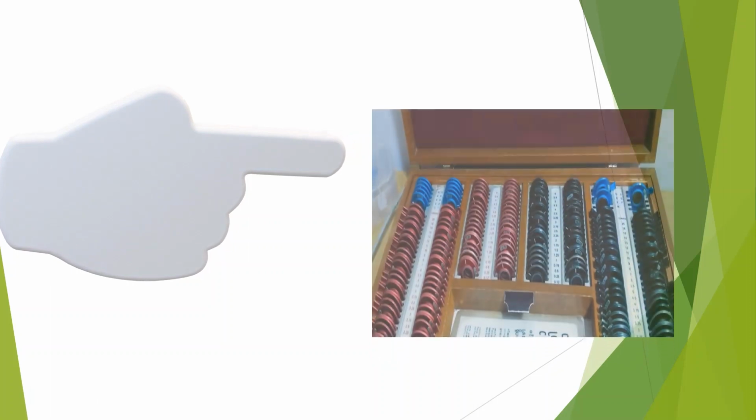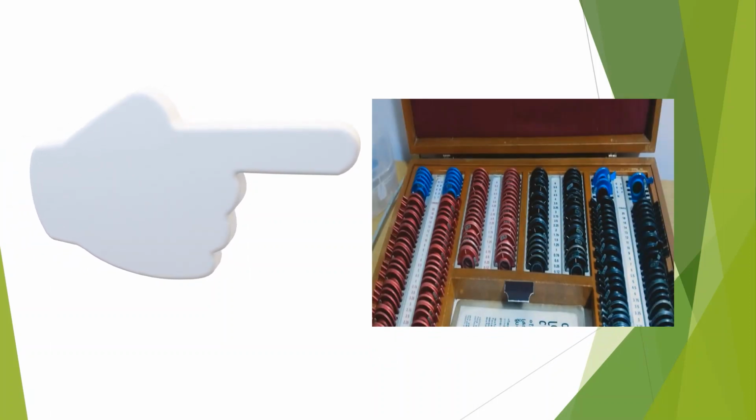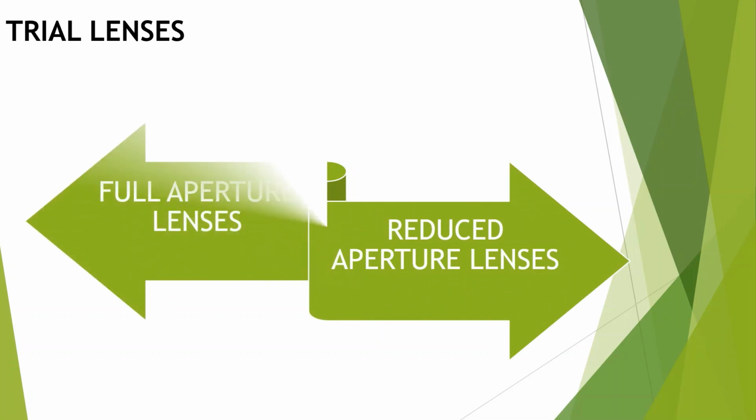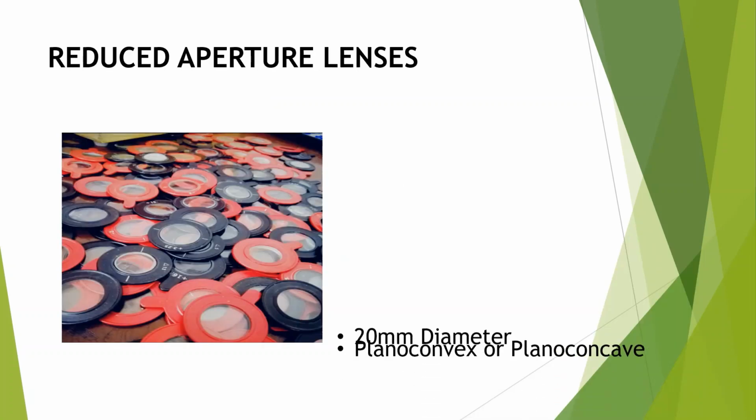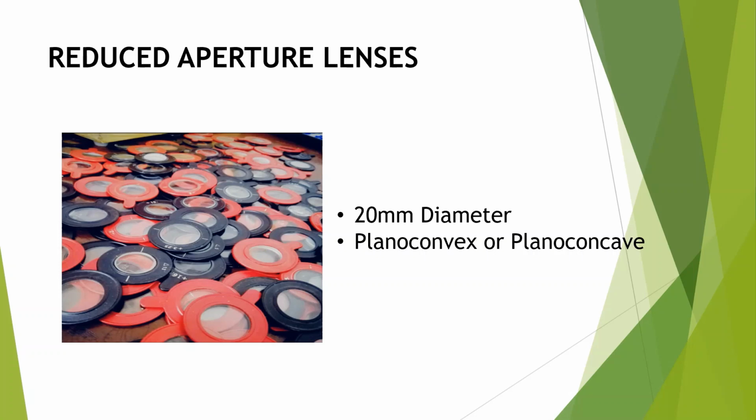Now let's see various components of trial case. First component is trial lens. The lenses in this trial case can be full aperture lenses or reduced aperture lenses. Full aperture lenses are approximately 38 mm in diameter, in biconvex or biconcave form, whereas reduced aperture lenses are of 20 mm diameter mounted in a metal rim of 38 mm diameter, in plano-convex or plano-concave form.